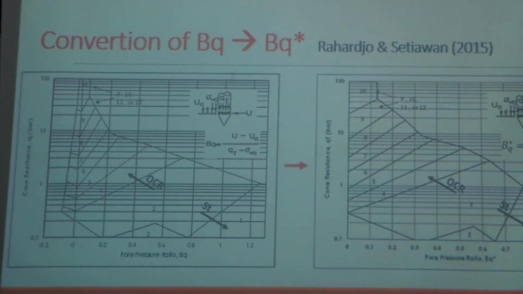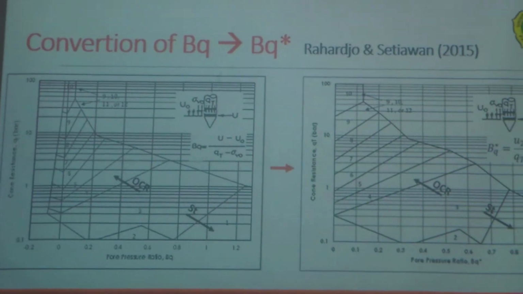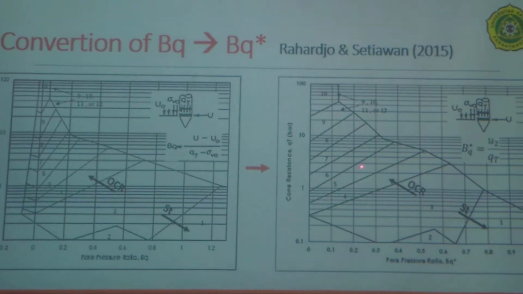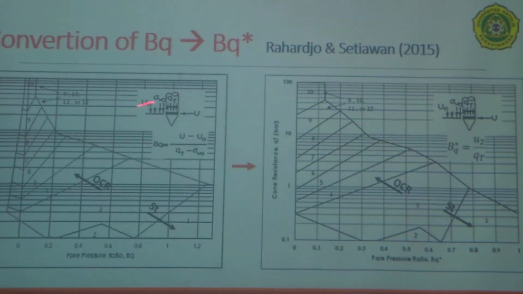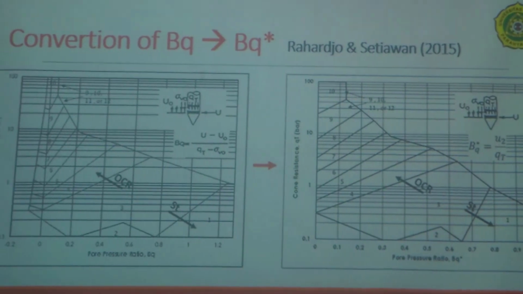Yours is not good. You need to change your name. So the same thing like Robertson, but we change. The curve becomes this curve. In fact, it's here. It's a lot easier.